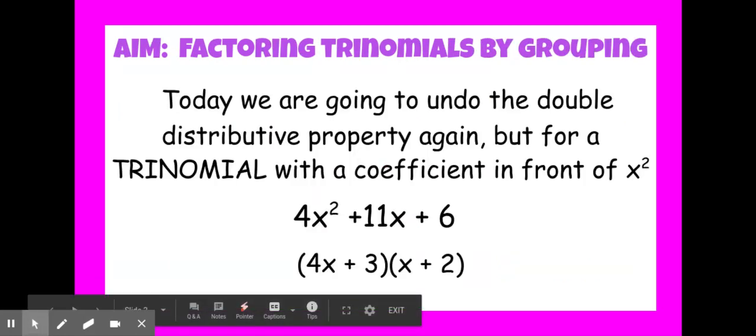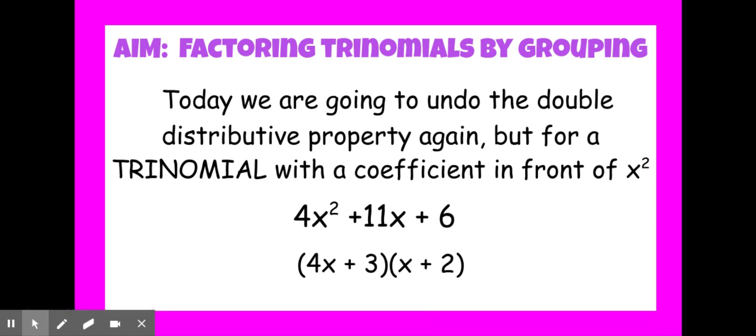So when we're factoring, we're really just undoing the double distributive property, but for a trinomial with a coefficient in front of x. If you notice, our factors are going to have a coefficient in front of the x term in our factors. So 4x squared plus 11x plus 6 factors into 4x plus 3 times x plus 2, and I'm going to show you how right now.